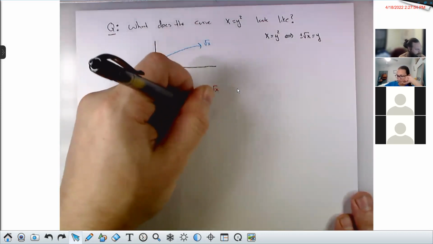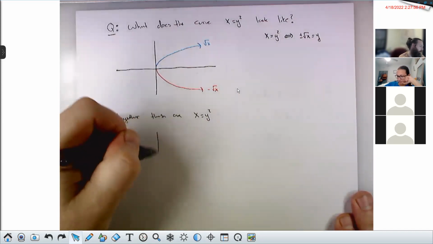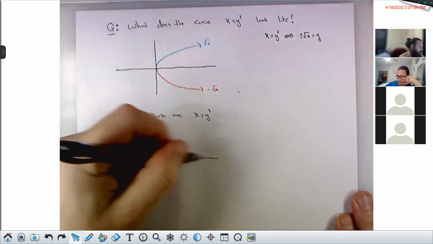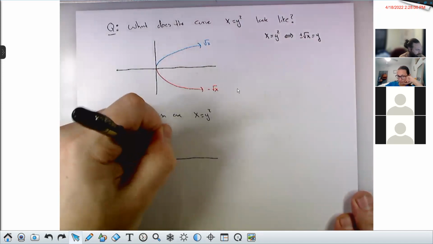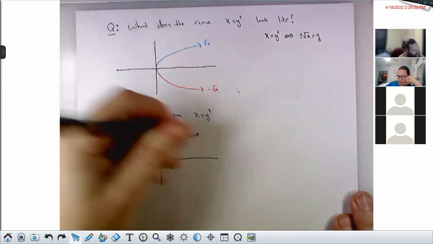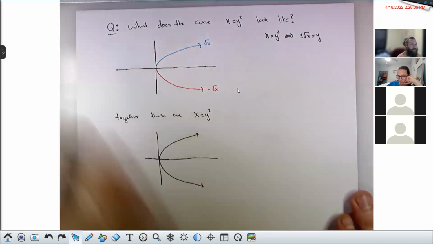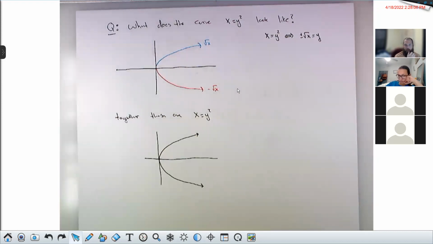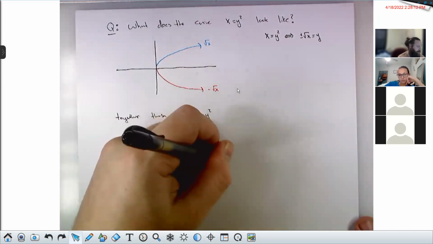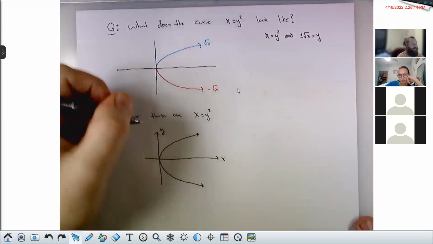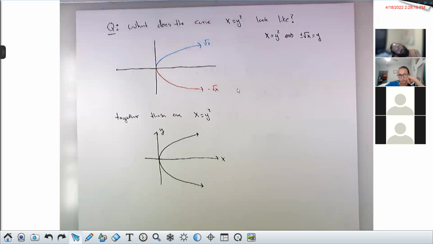x equals y squared. So if I was drawing x equals y squared on its own, I would say it looks like this. It's the y equals x squared parabola, but instead of opening up and down, it opens to the right. All right, and the horizontal axis is the x, vertical axis is the y. In other words, just turn your head 90 degrees to the right. Try not to break your neck.